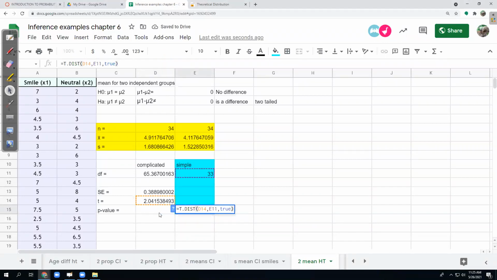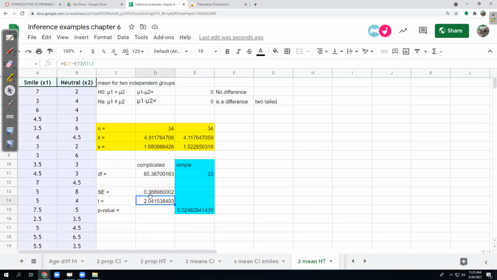All right, so I want t.dist.rt, and the computer says, oh yeah, I know about that. It wants to know what my t-score is, and it needs a positive one, and it doesn't need a true, but it does need the degrees of freedom. We're using the simple version. So my p-value should be about 0.024. That means each tail has about 0.012-ish. I'm going to double check that in StatKey in a sec.